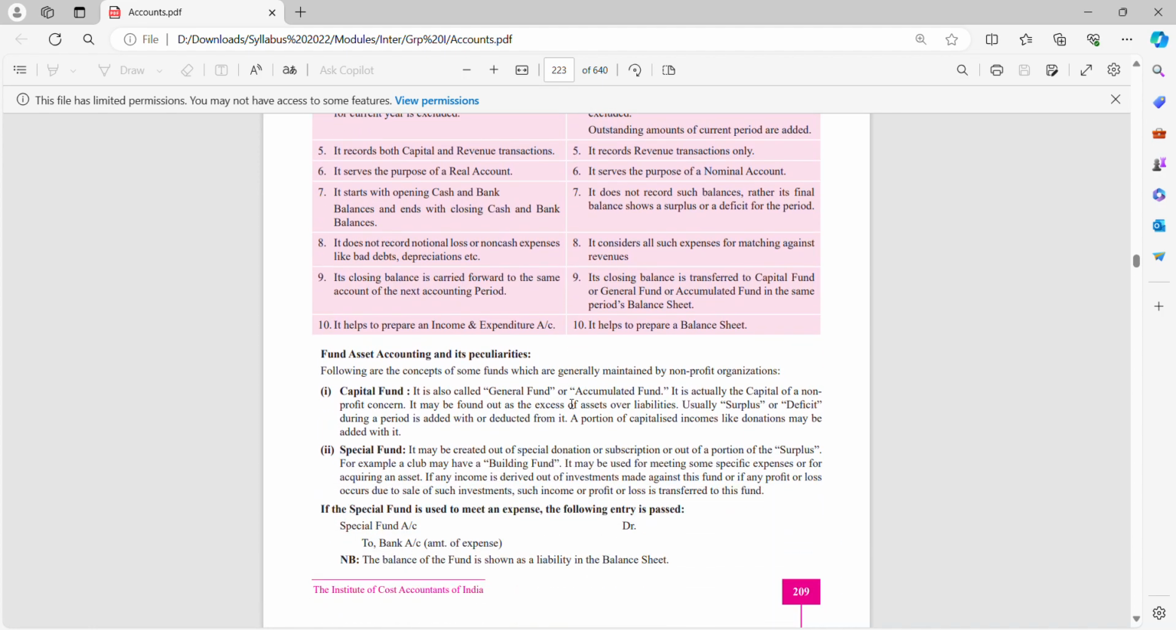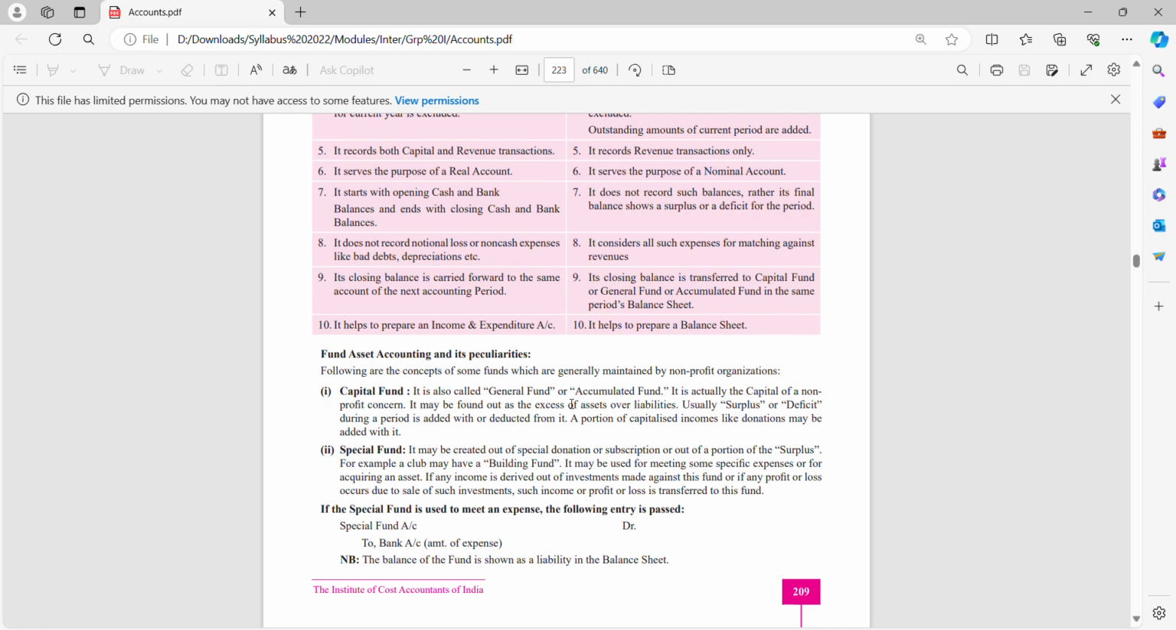Now we have a few items related to our balance sheet. They are capital fund and special fund. The capital fund is also called the general fund or accumulated fund. It is actually the capital of a non-profit concern.